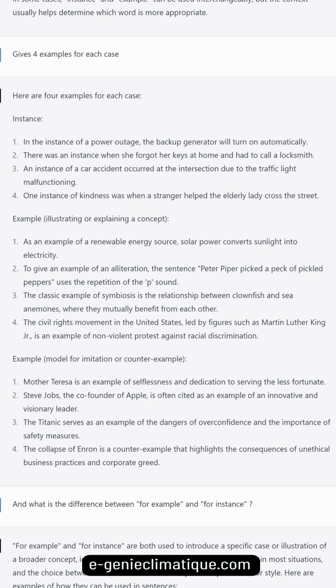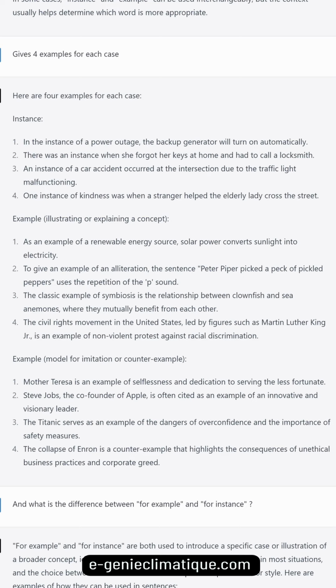The classic example of symbiosis is the relationship between clownfish and sea anemones, where they mutually benefit from each other. The civil rights movement in the United States, led by figures such as Martin Luther King Jr., is an example of nonviolent protest against racial discrimination.